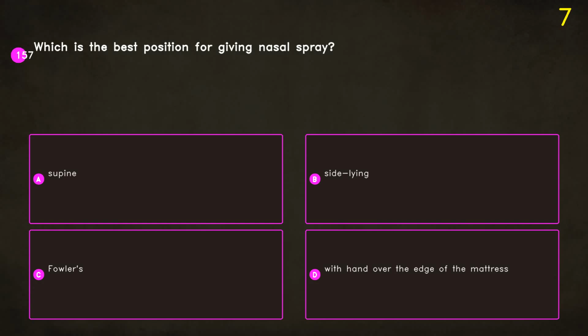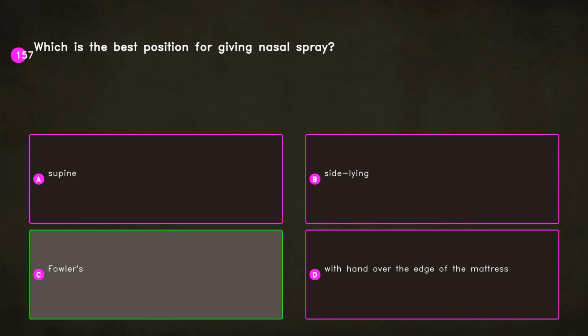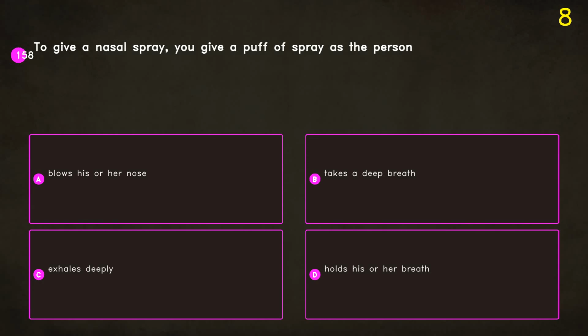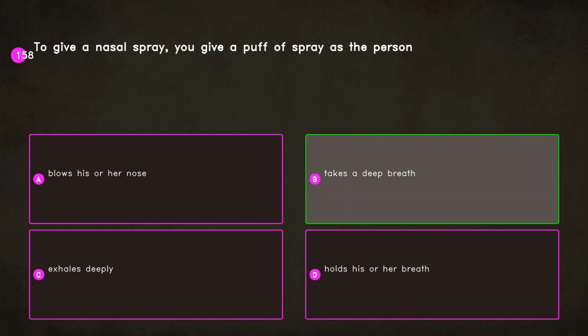Question 157. Which is the best position for giving nasal spray? A. Supine B. Side lying C. Fowler's D. With hand over the edge of the mattress. The correct answer is Fowler's. Question 158. To give a nasal spray, you give a puff of spray as the person A. Blows his or her nose B. Takes a deep breath C. Exhales deeply D. Holds his or her breath. The correct answer is takes a deep breath.